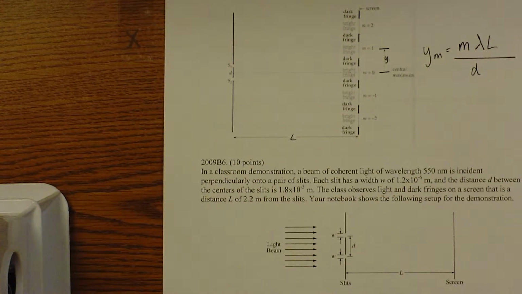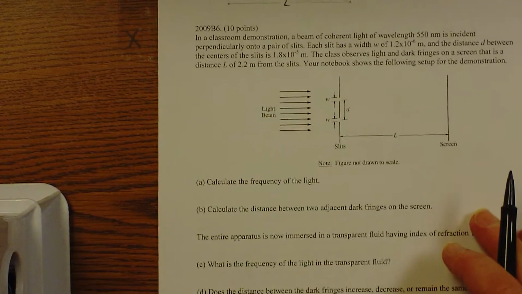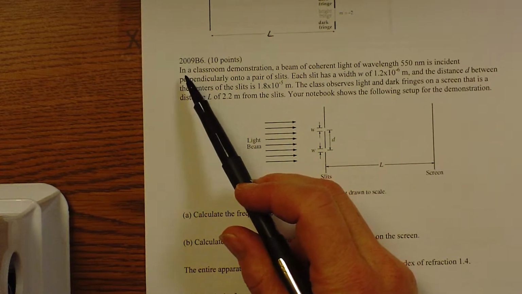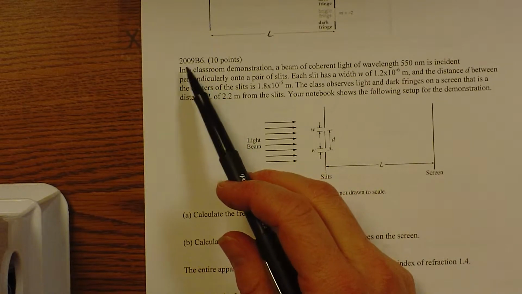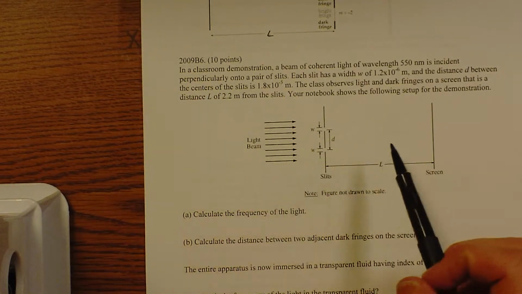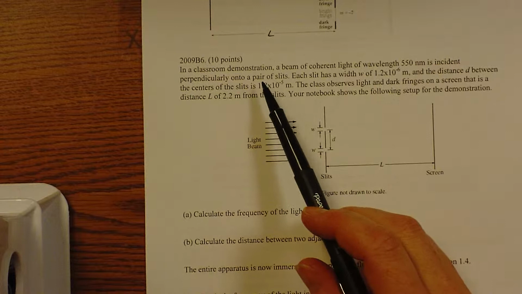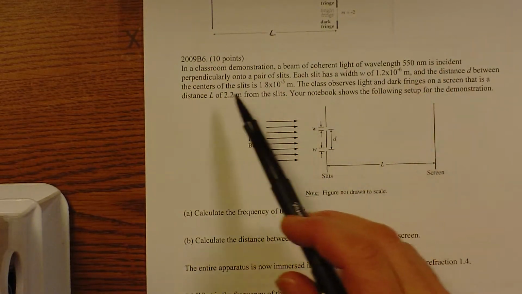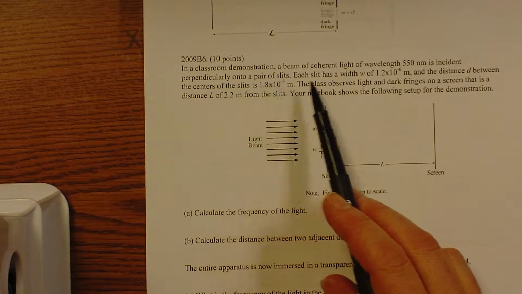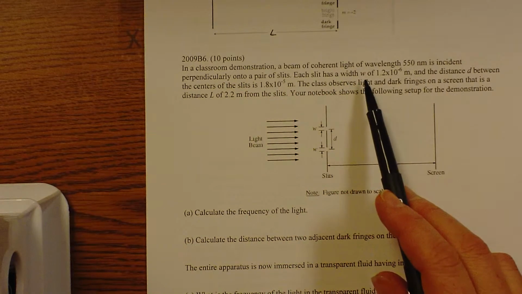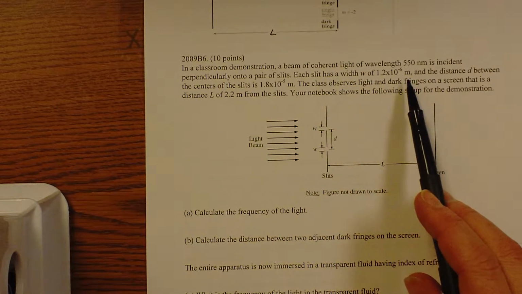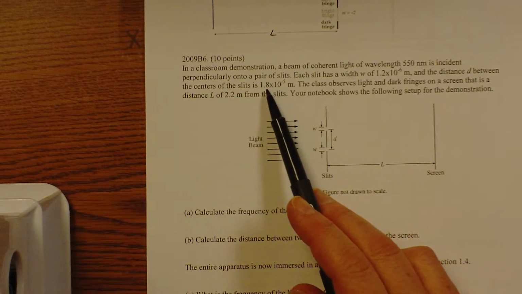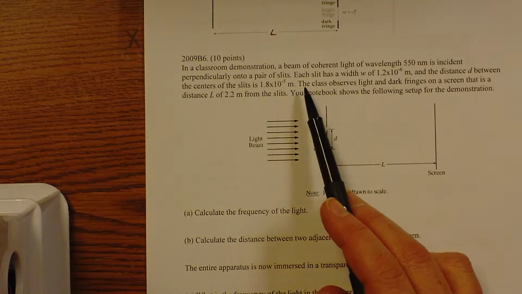Let's take a look at how we could use this information to solve an AP question. This comes from the 2009 AP test, the B version. This is question number 6. In a classroom demonstration, a beam of coherent light of wavelength 550 nanometers is incident perpendicularly on a pair of slits. Each slit has a width w of 1.2 times 10 to the negative 6th meters, and the distance between the centers of the slits is 1.8 times 10 to the negative 5th meters.